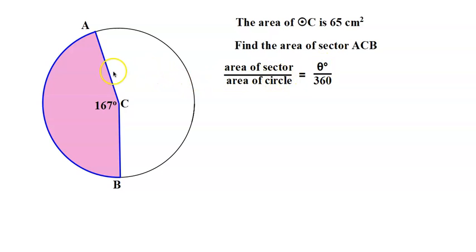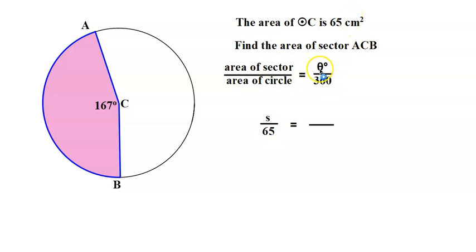So we are looking for the area of the sector. Let's set this up as a proportion because I don't have the radius, but I do have the area of the entire circle. What is going to go here? We want the area of the sector over the area of the entire circle. I don't know the area of the sector, that's what I'm looking for, but I do know the entire circle is 65. So I'm just going to use S for the sector, and 65 is the area of the circle.